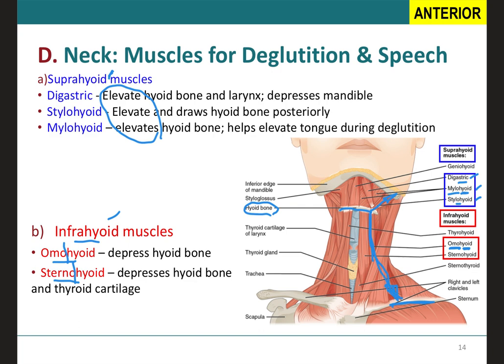Same thing with the sternohyoid. So the sternohyoid will originate over here in the middle. It's a little bit hard to see over here. It will originate over here on the sternum and it will insert on the hyoid bone. Therefore, it will pull the hyoid bone down once it contracts.